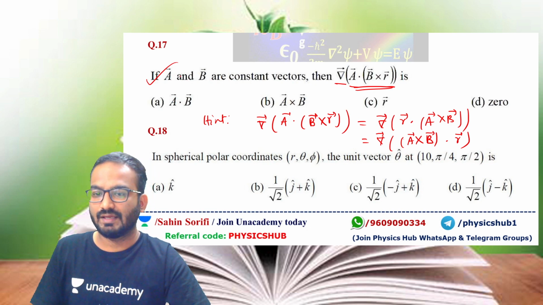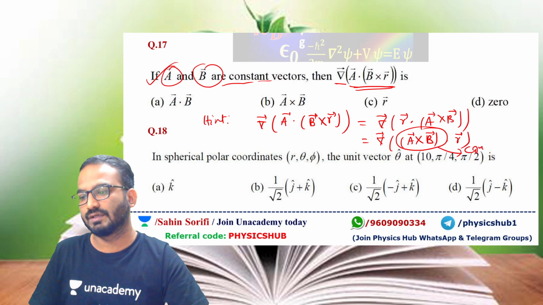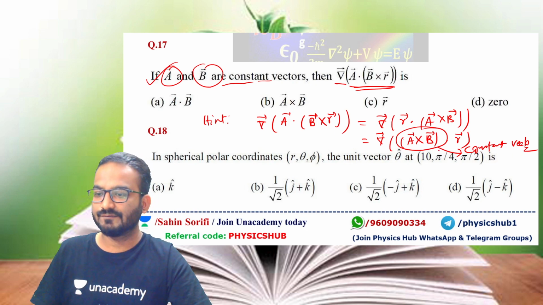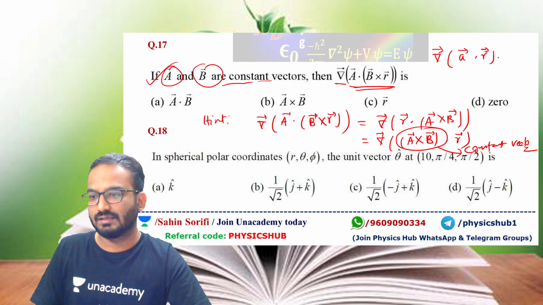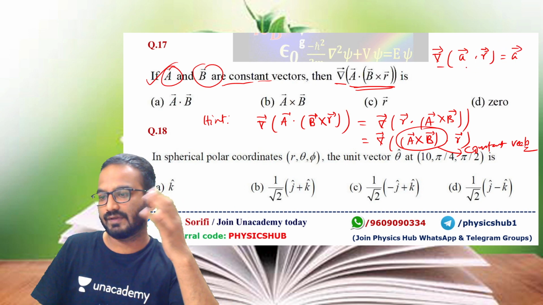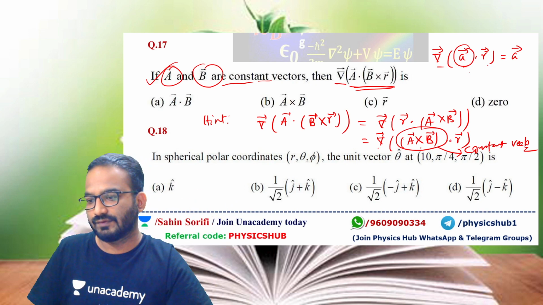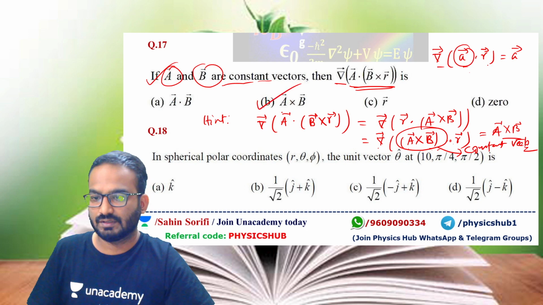Okay, so if A and B are constant vectors, then A cross B will also be a constant vector. And if some vector, let's say small a, is a constant vector, and you take the dot product with R, it gives you A. Gradient of A dot R, where A is a constant vector. So here you can see it is gradient of A cross B dot R. So this will be equal to A cross B. So option B will be the correct option.